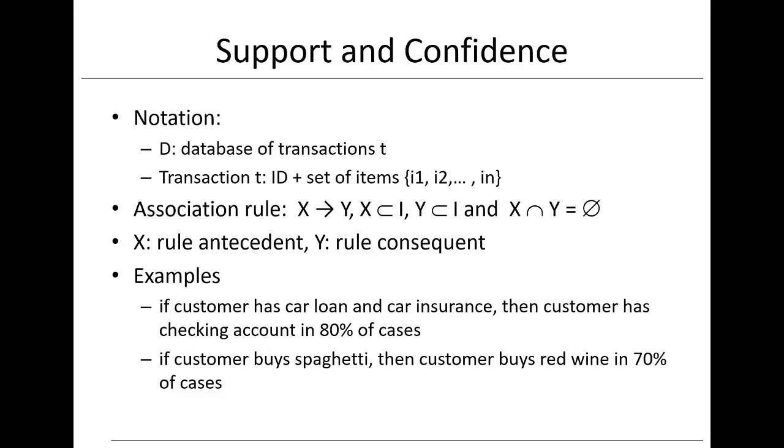In a university timetabling context, the transaction ID is a student ID and the items are the electives chosen by the student. An association rule is then an implication of the form X implies Y, where both X and Y are a subset of all possible items I. The intersection between X and Y is empty. X is often referred to as the rule antecedent and Y the rule consequent. Some examples are as follows. If a customer has a car loan and car insurance, then the customer has a checking account in 80% of the cases. If a customer buys spaghetti, then the customer buys red wine in 70% of the cases.